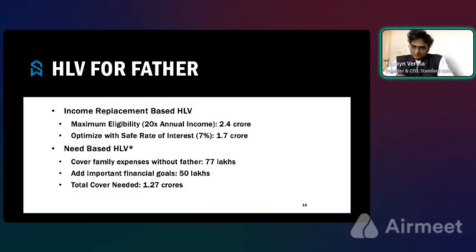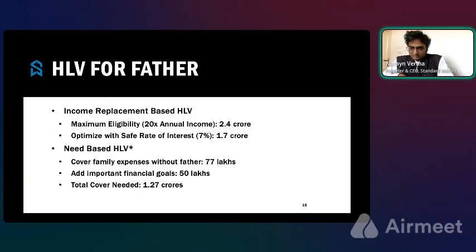Then we can further optimize it with the need-based HLV, the need-based human life value method, which is to cover your expenses. We need a corpus which takes care of the family's expenses that the father was contributing to. And second, it also takes care of the important goals where the father's income was going to. For example, children's fund and marriage goals, those things may at present, if you have 50 lakh rupees, you can easily cover. So if we add these two, we get 1.27 crores.